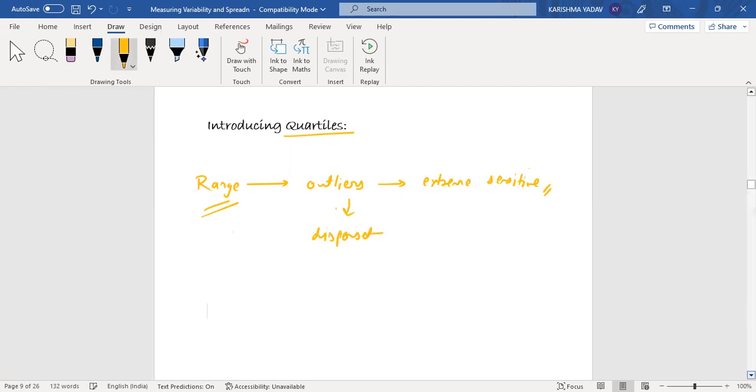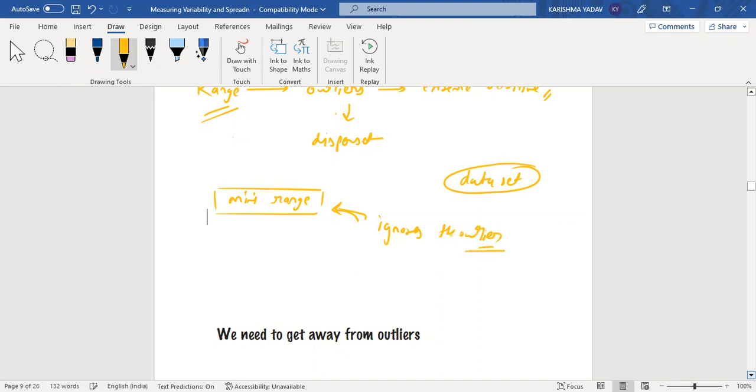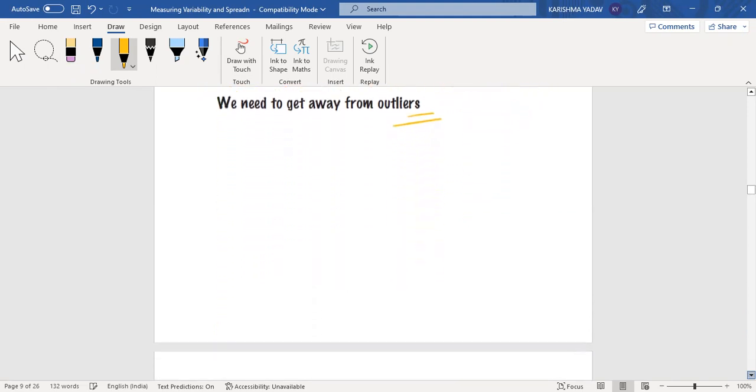Now one option is to look at the mini range. What is a mini range? We have a data set, and we take out the range of this whole data set, and now we are talking about the mini range, one that ignores the outliers. It is going to ignore the outliers. So our main thing is that we need to get away from these outliers. Okay, now let's see how.